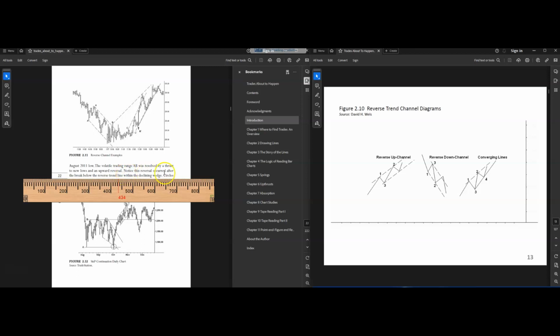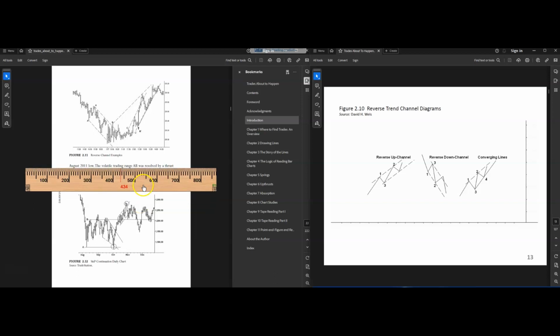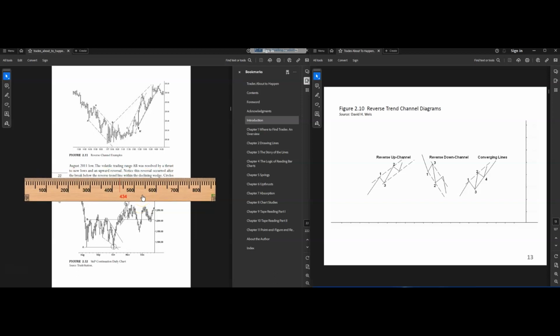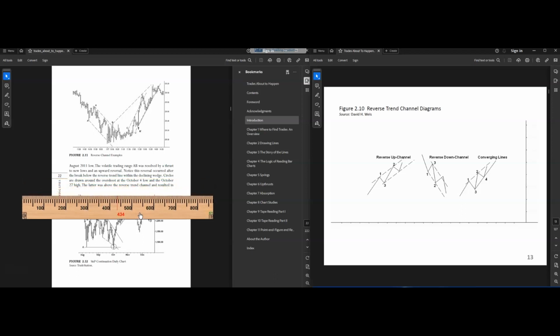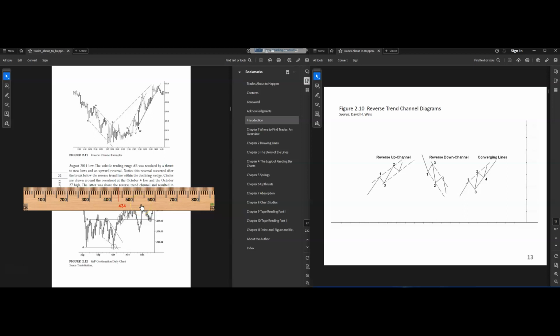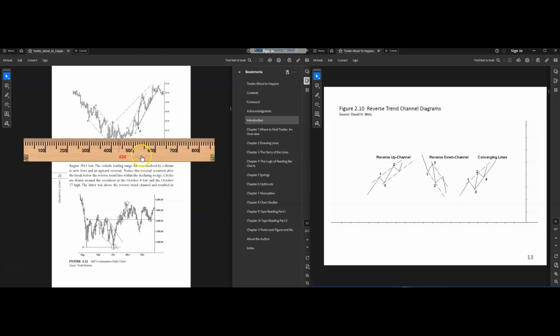Here's an important point. Notice the reversal occurred after the break below the reverse trend line with a declining wedge. So these two things are converging, almost like an apex, and then bang, takes it out. And yeah, when it overshoots the trend line, he's just showing that it's overbought right here. That's all.